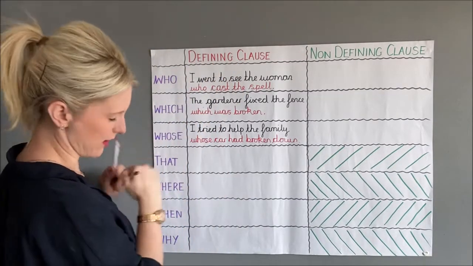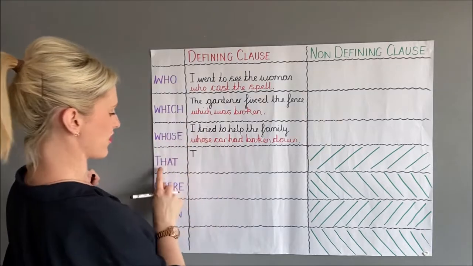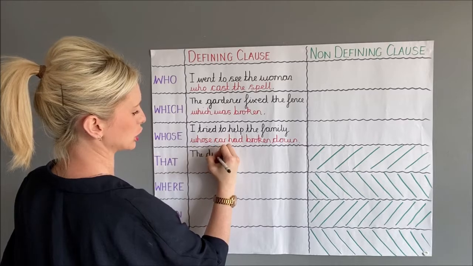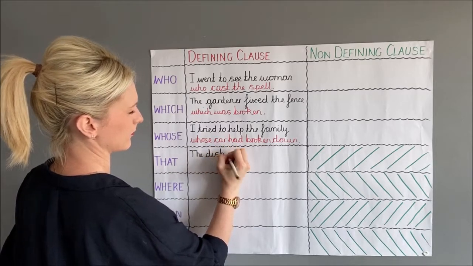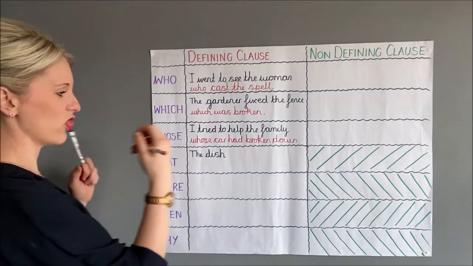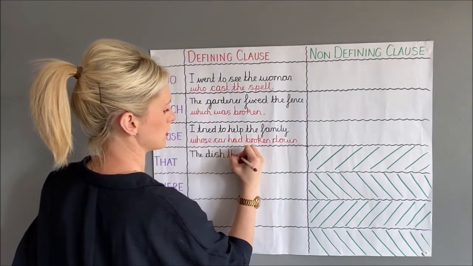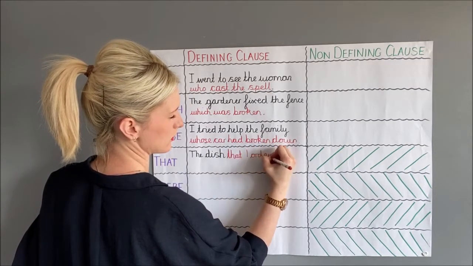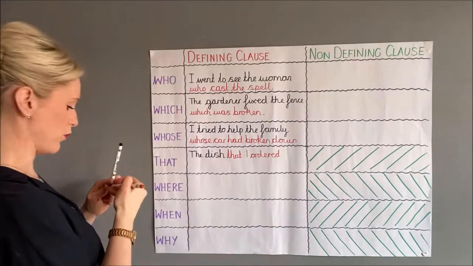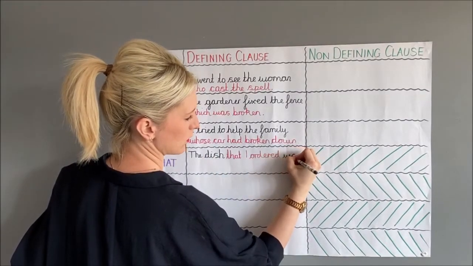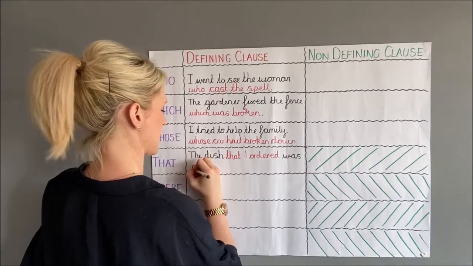I'm going to speed up now. I'm going to say on this one, so it's a that is going to be my relative pronoun. So I'm going to say the dish. On what dish? I'm going to say the dish that I ordered. And what about that dish? The dish that I ordered was delicious.